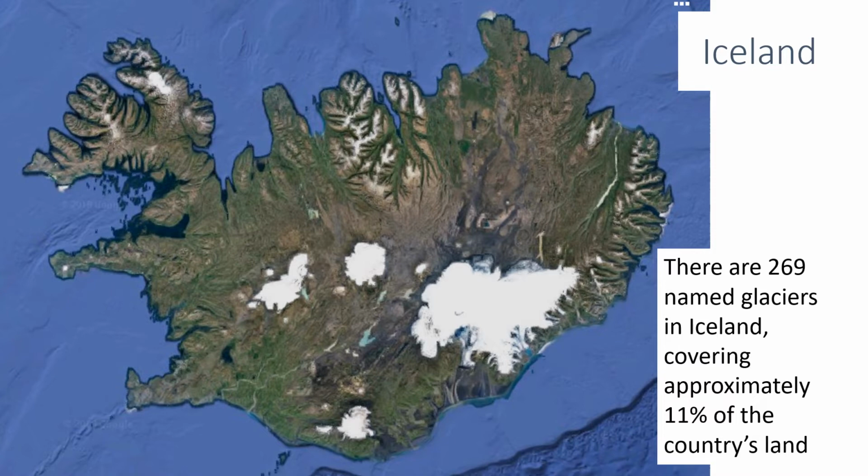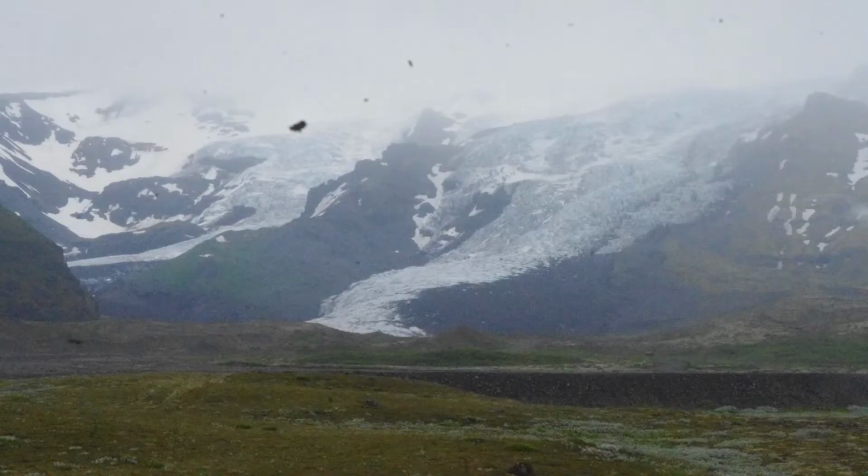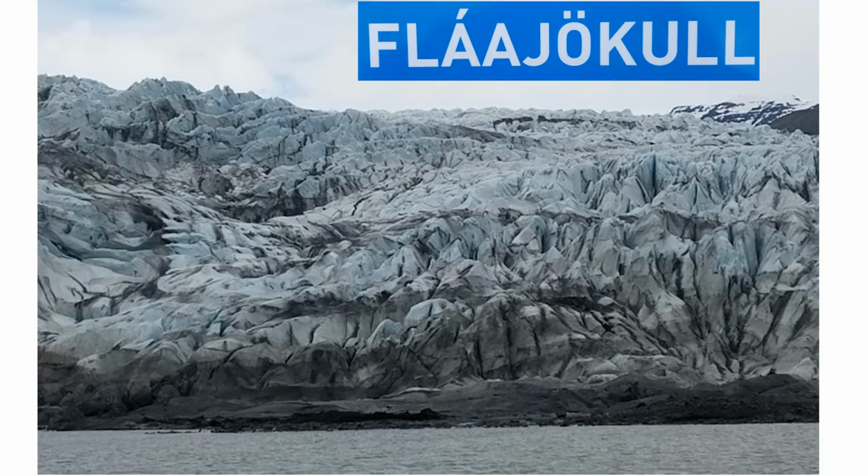Iceland. There's about 269 named glaciers in Iceland, big ones, small ones that come together, and it covers about 11% of the whole country. Here you can see an example of a mountain or valley glacier coming downhill. The end here, Jökull, means glacier in Icelandic. So this is the Fla Glacier here in Iceland. You can walk right up to the end of it.